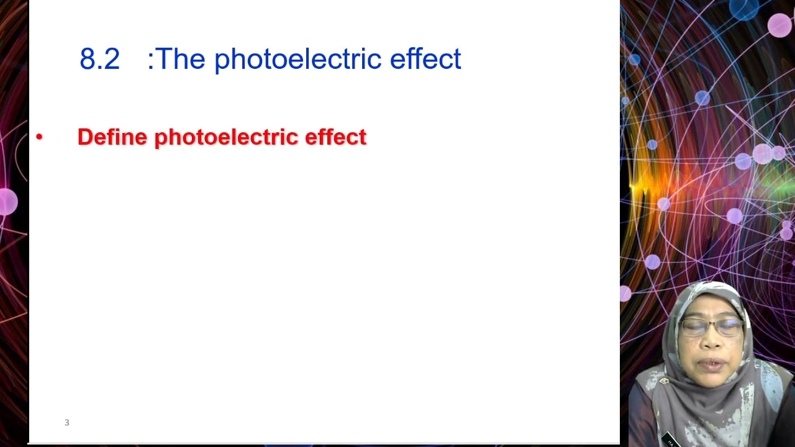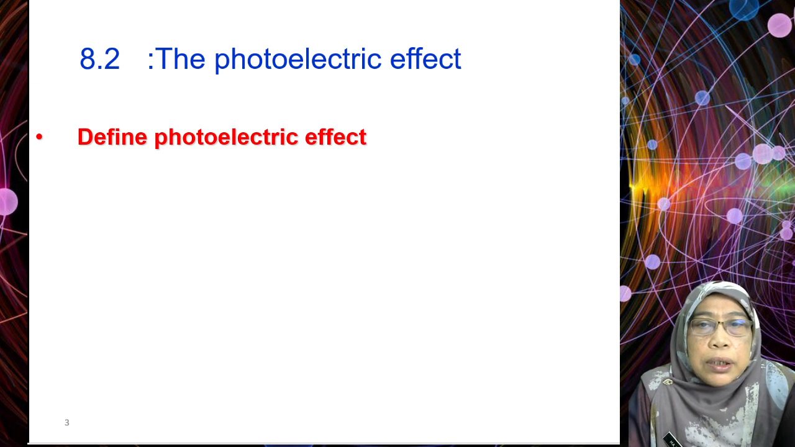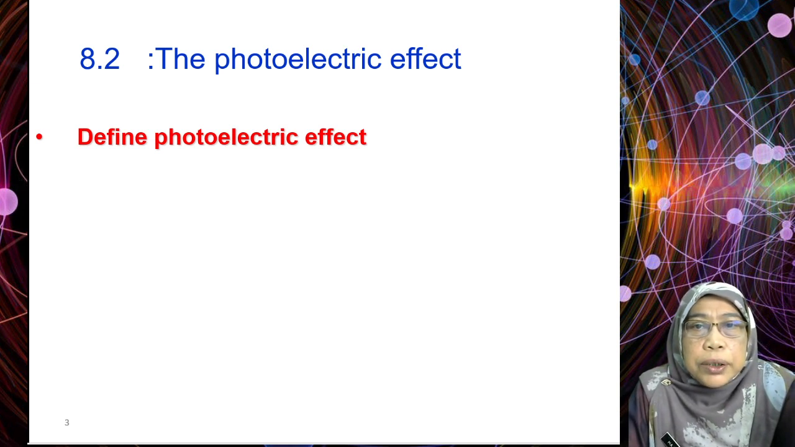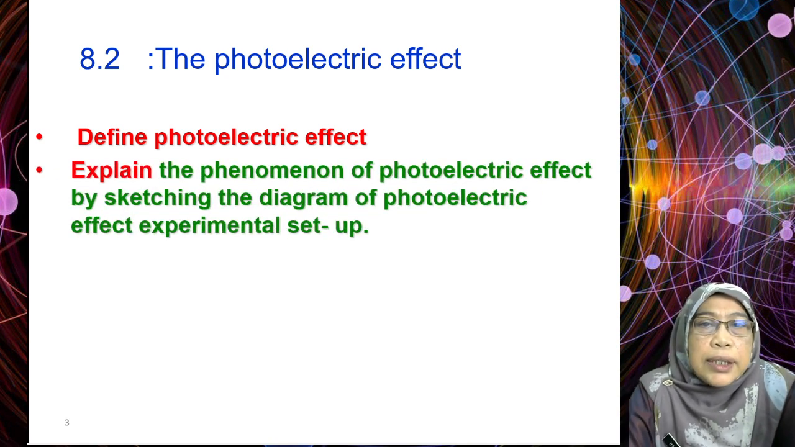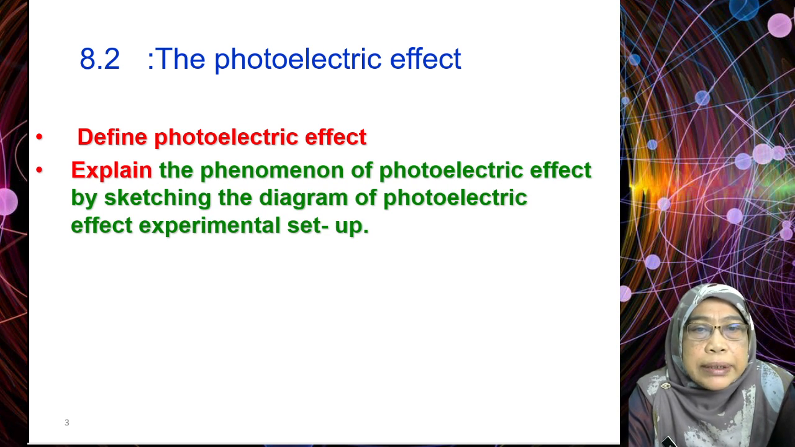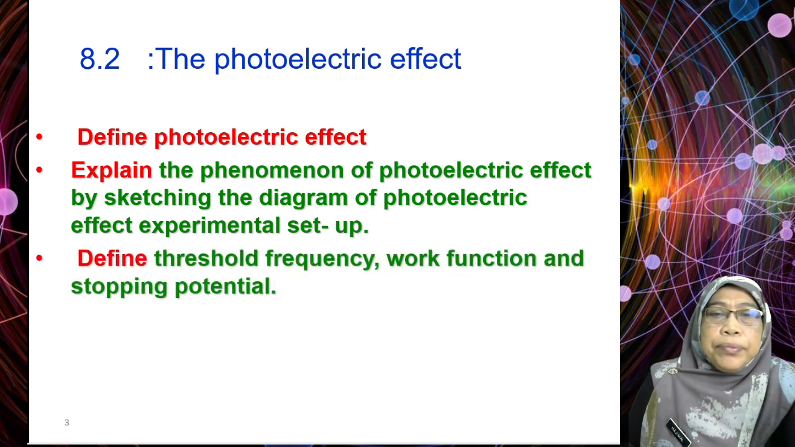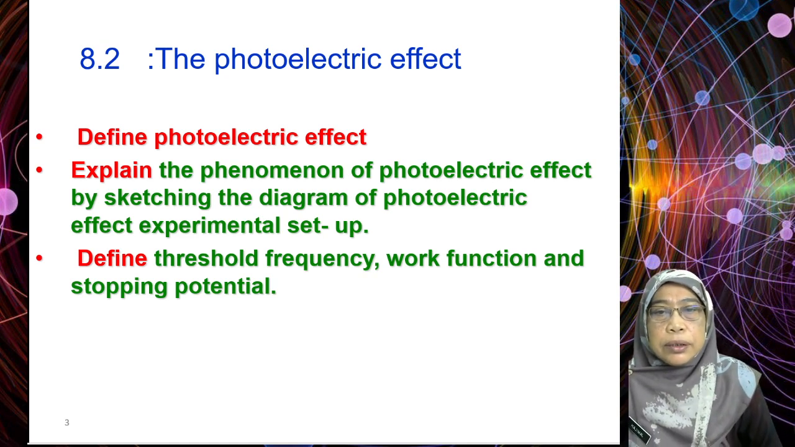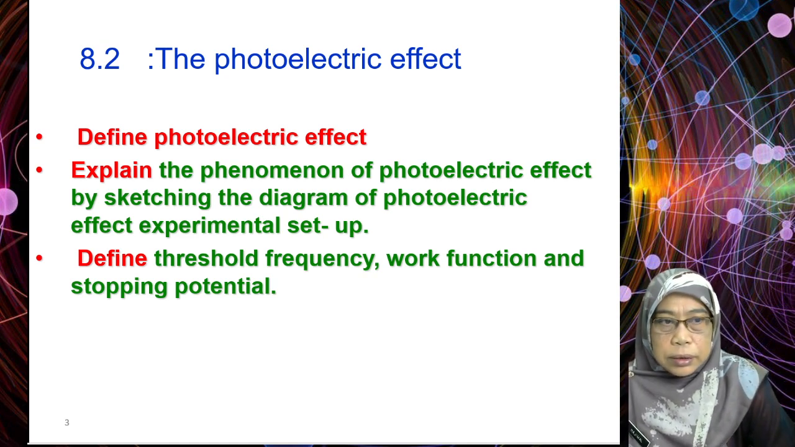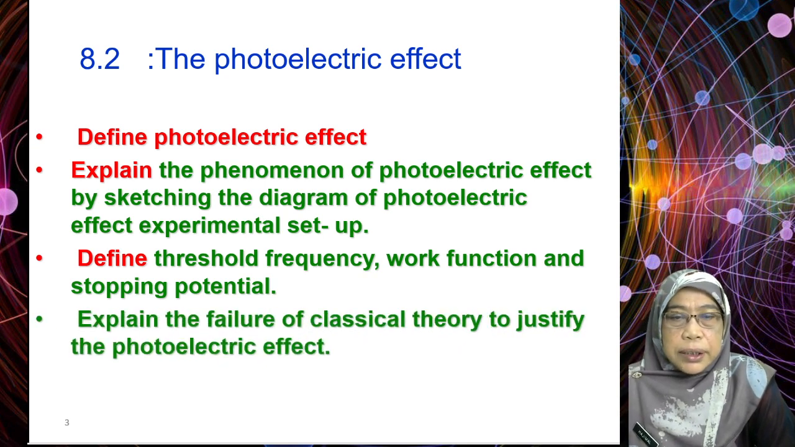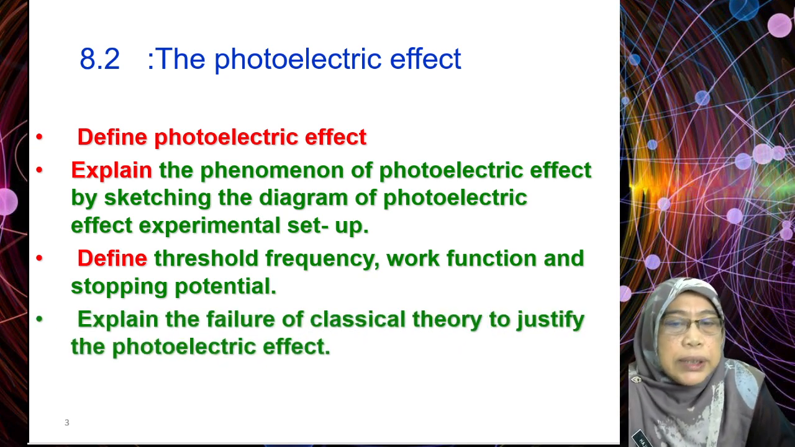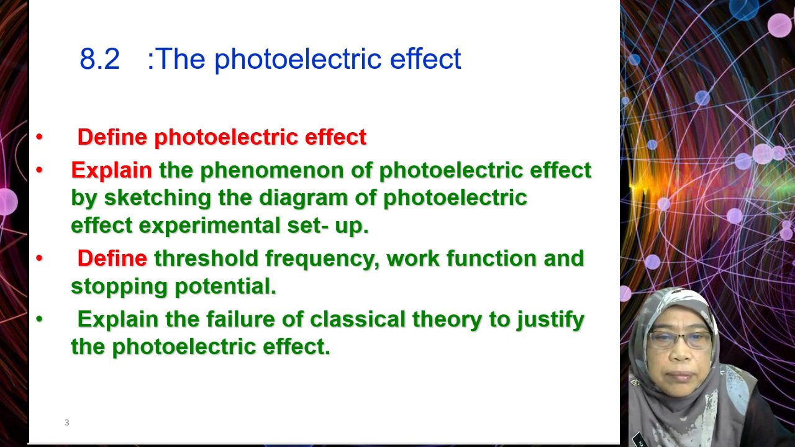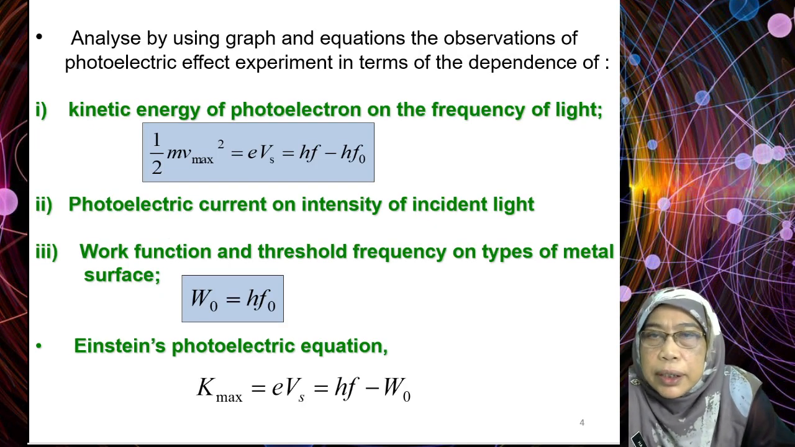So the photoelectric effect, subtopic 8.2. Okay, what are the objectives for subtopic 8.2? The first one is to define the photoelectric effect, and then explain the phenomena of the photoelectric effect by sketching the diagram of the photoelectric effect experimental setup, and define threshold frequency, work function, and stopping potential. So you have a few terms here. And then explain the failure of classical theory to justify the photoelectric effect. And then a few more objectives.